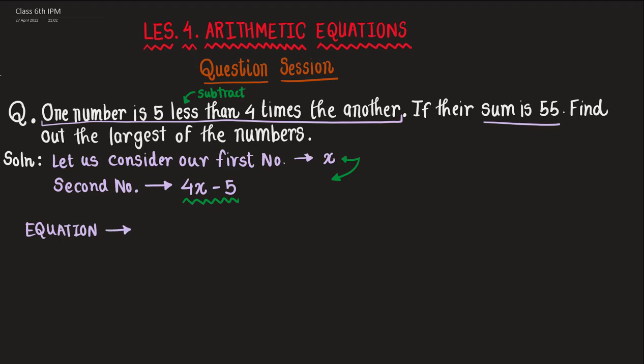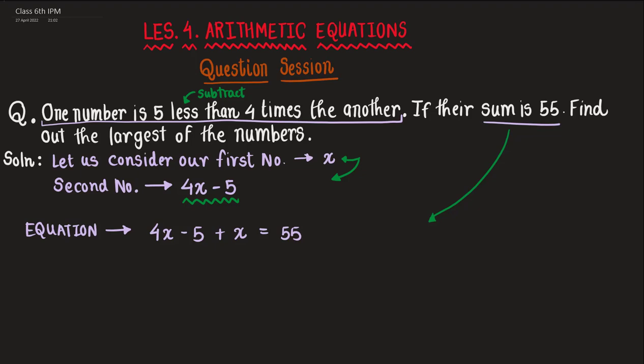Our equation would be the addition of both the numbers, that is 4x minus 5 plus x. They have told us that we have to take the sum of both. So we will write 4x minus 5 plus x is equal to 55. Now let us start solving it.